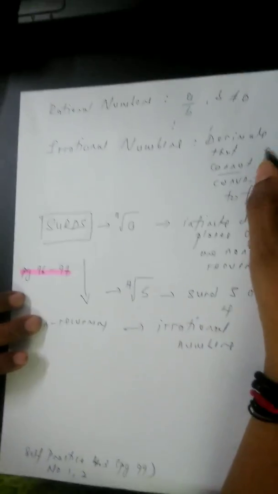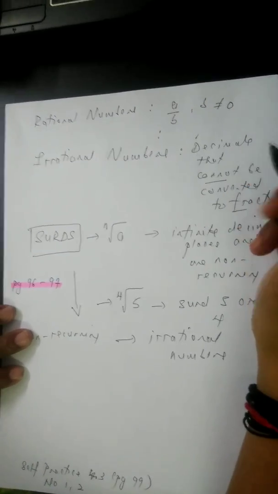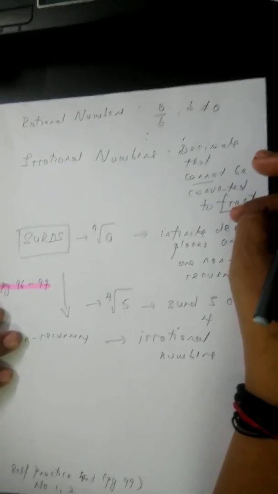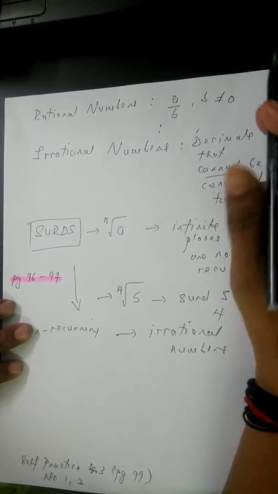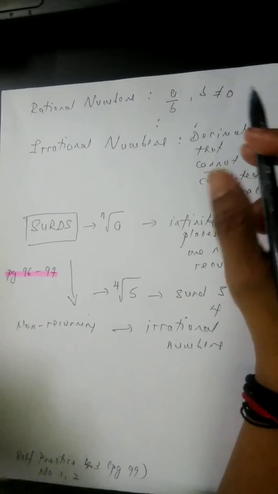Alright, good evening students. So today we move on to the next part of the chapter, something called the law of surds. Now, before we move into the concept of surds itself, let's look back at numbers.